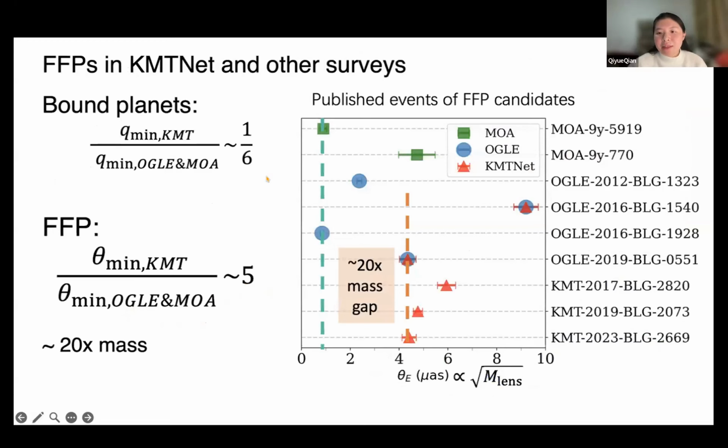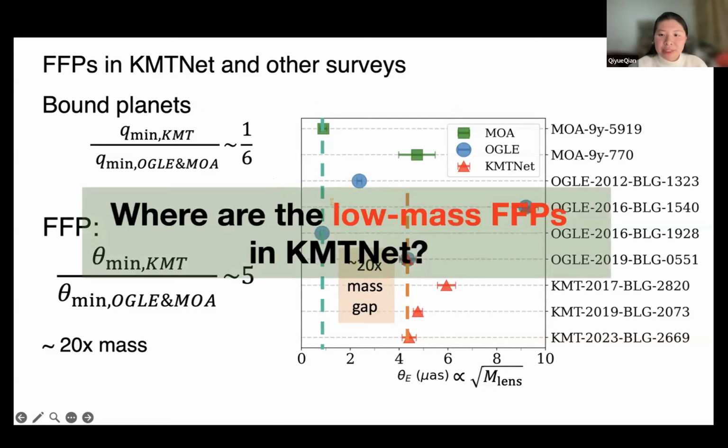For the bound planets, KMT shows a great ability to detect the low mass ones. But for the FFPs, the lowest theta E of KMTNet is around 5 times larger than that in MOA and OGLE. Because the theta E is proportional to the square root of mass, this implies a more than 20 times mass gap. That is contradictory to its sensitivity on the low mass bound planet. So where are the low mass FFPs in KMTNet?